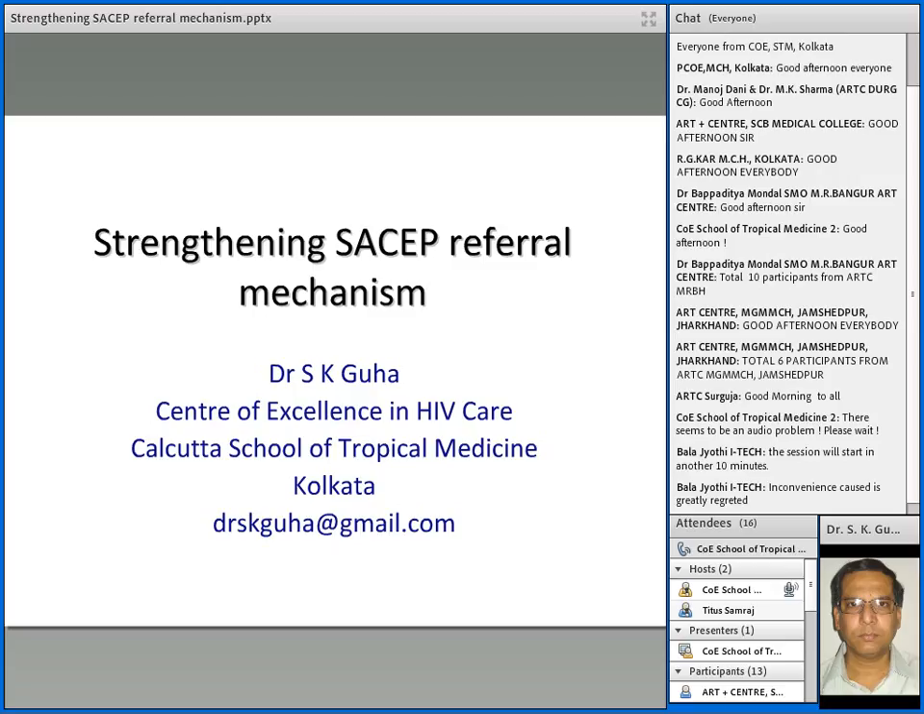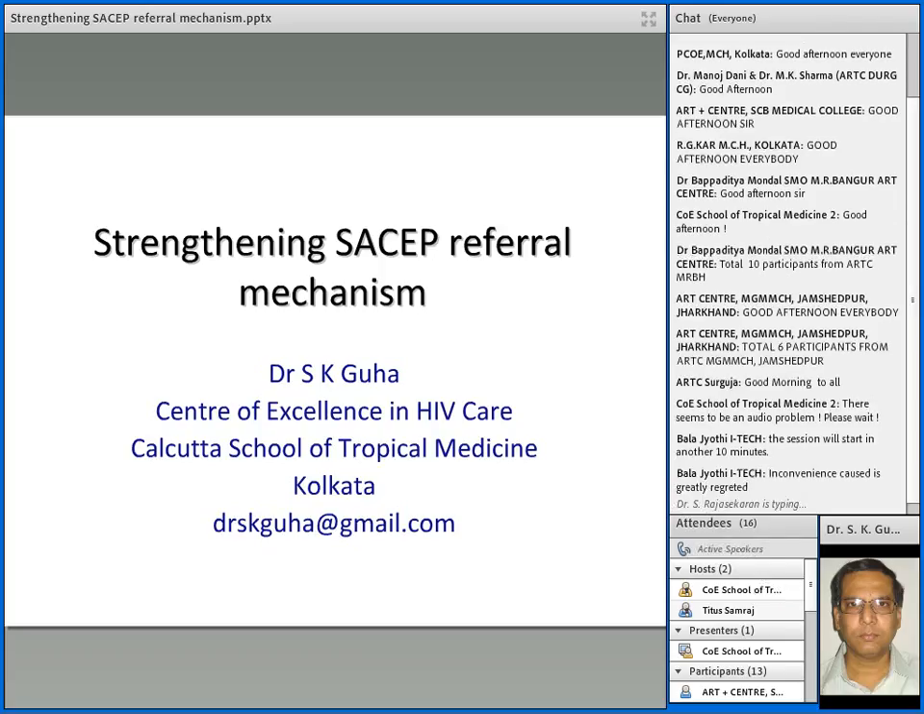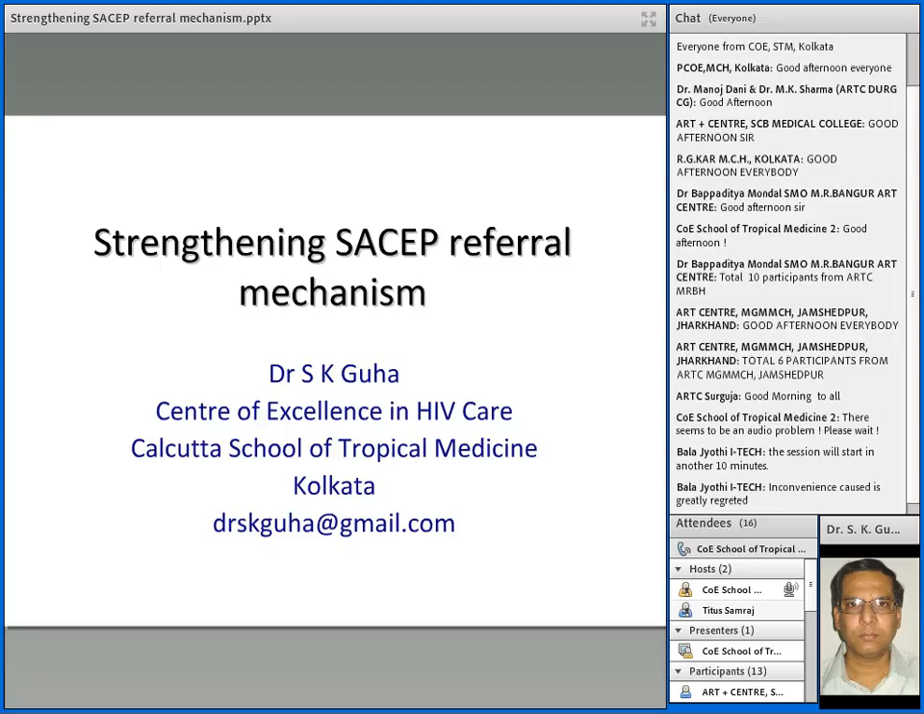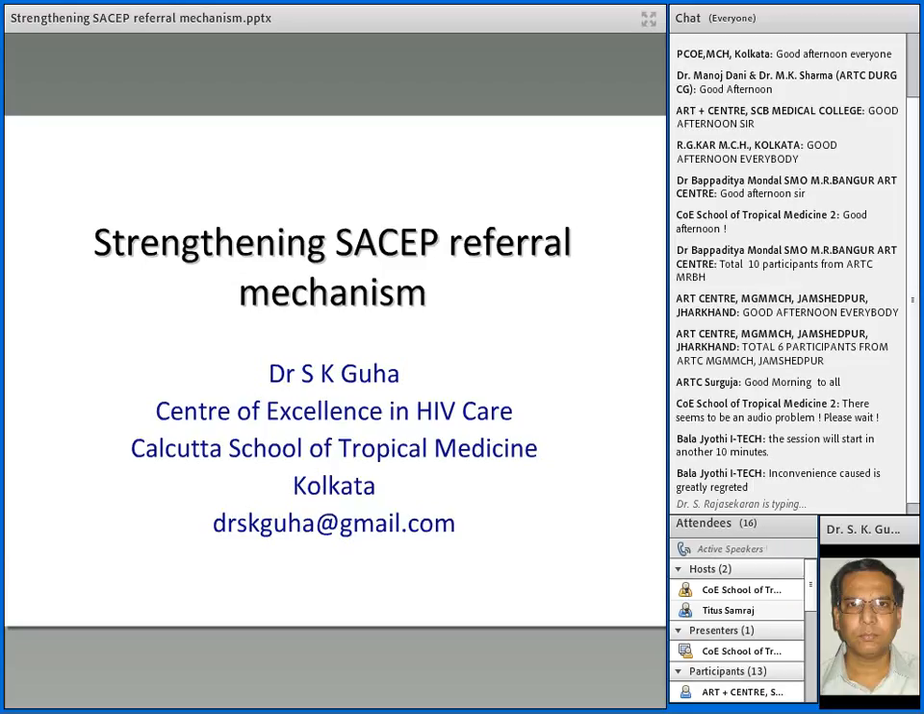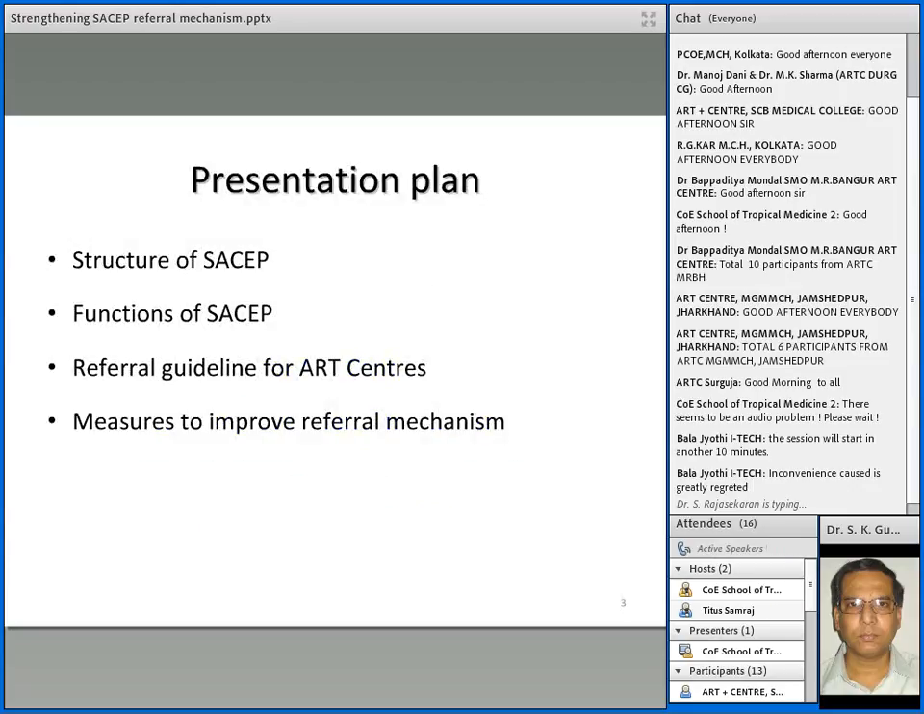by NACO to have a mechanism for screening and finding out the persons who are actually eligible for second line antiretroviral therapy. In that context, SACEP or State AIDS Clinical Expert Panel was formed for all COEs by the National AIDS Control Organization, and that is the mechanism. And thereafter the alternate first line medication also came in, so that was also started from SACEP referral, and gradually the ambit of SACEP referral has gone up. So we'll be discussing today how to improve the SACEP referral pattern.